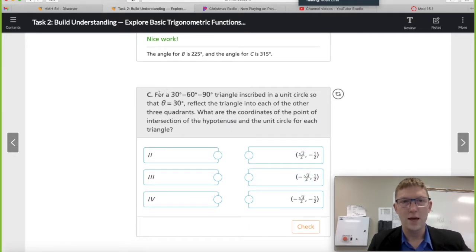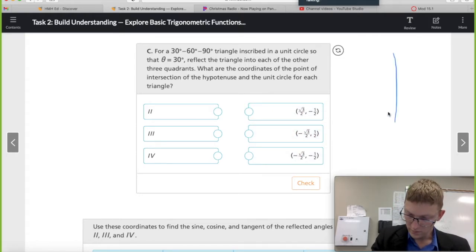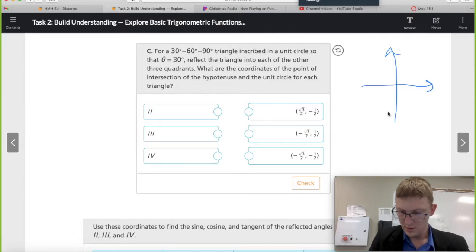So then for a 30, 60, 90 triangle inscribed in a unit circle so that theta is equal to 30, reflect the triangle into each of the other three quadrants. What are the coordinates of the points in the intersection of the hypotenuse and the unit circle? So I'm going to do a little multiple choice stuff here. So we see that all the numbers are the same, just the negative sign is moving, right? And this is a pattern that you should maybe pick up on.